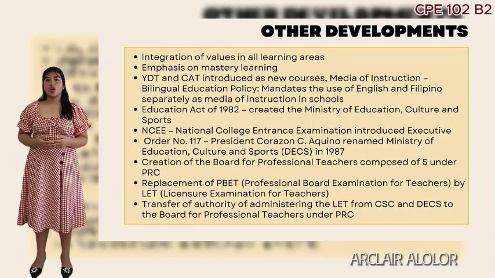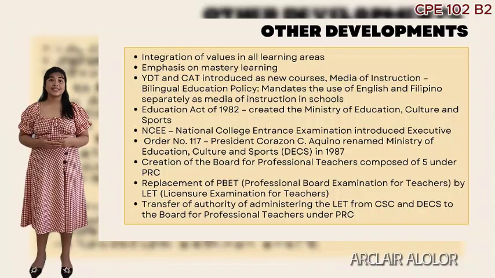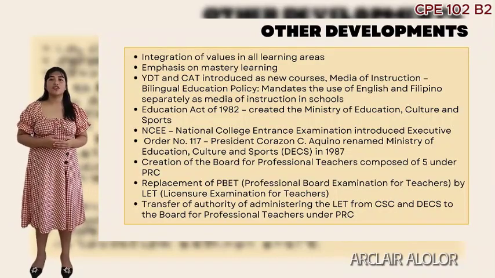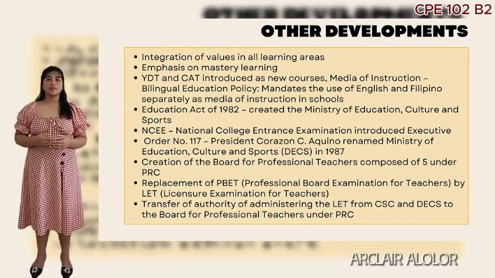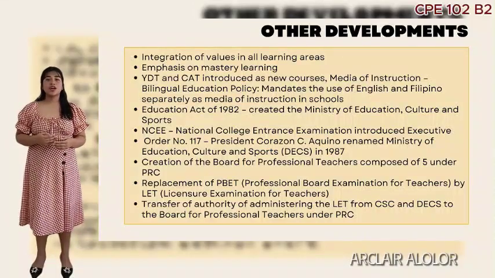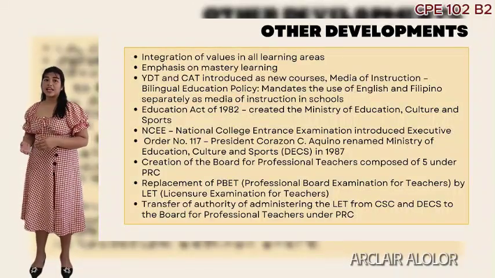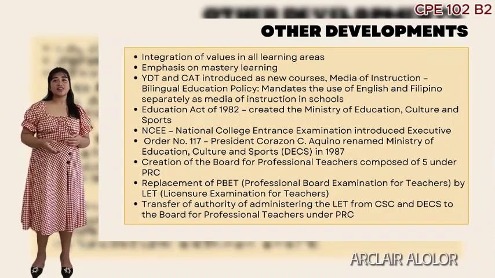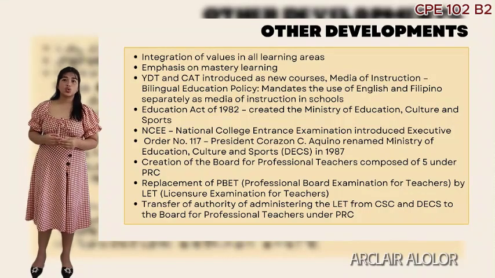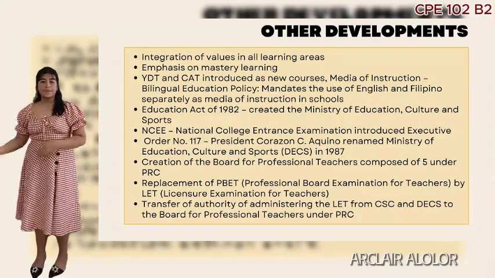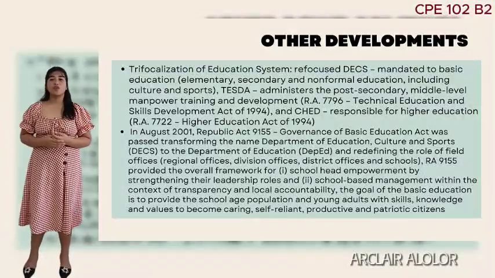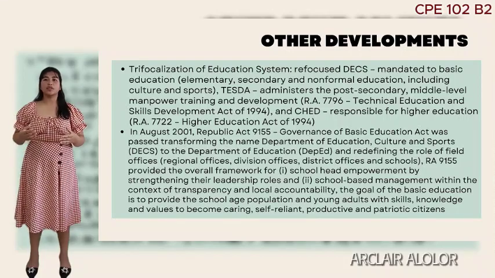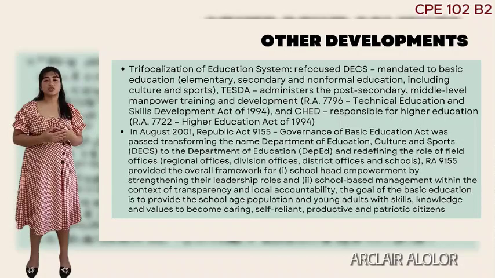President Corazon C. Aquino renamed the Ministry of Education, Culture and Sports as DECS in 1987. Creation of the Board for Professional Teachers composed of 5 under PRC, replacement of PBET, the professional board examination for teachers, by the licensure examination for teachers. Transfer of authority of administering the LET from CSC and DECS to the Board for Professional Teachers under PRC. Trifocalization of the education system refocused DECS, mandated to basic education: elementary, secondary, and non-formal education, including culture and sports.